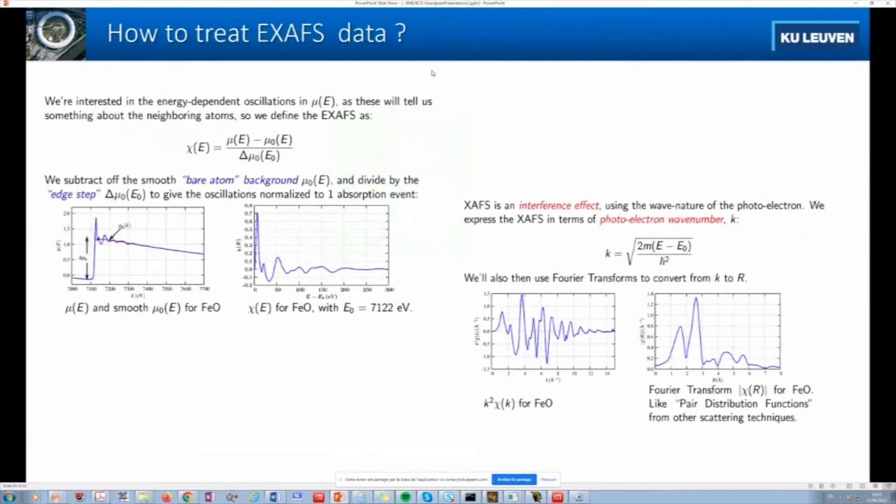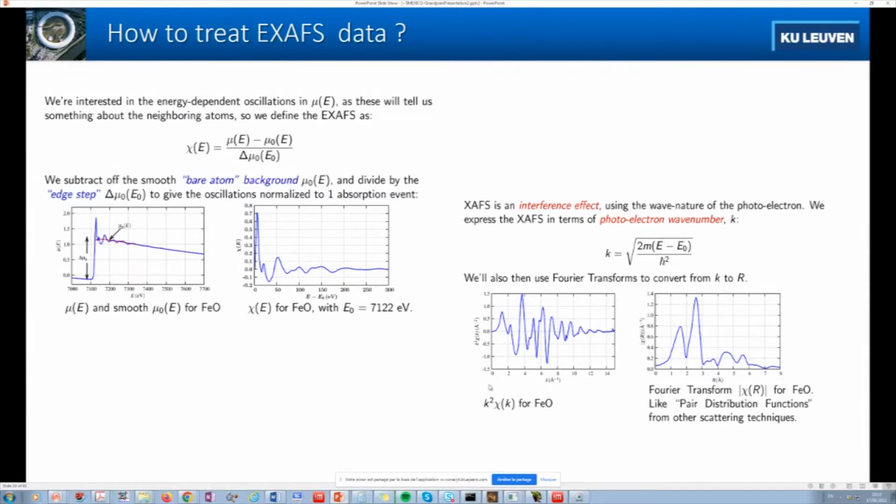So how to treat the EXAFS? You have to do a somewhat complex treatment, because you see this is the typical absorption you get, and all the information is only here. So maybe 10% of your spectrum is the information. So you have to extract that. First you have to smooth a polynomial that corresponds to a bare atom background. So you have to find the right way. It has to go in the middle. It should have no oscillation because it's one single atom. And then you subtract, and then you obtain that.